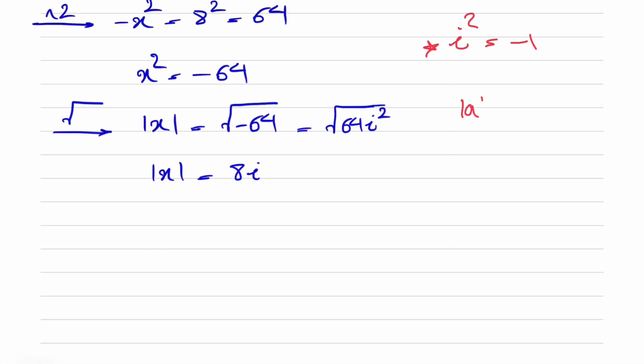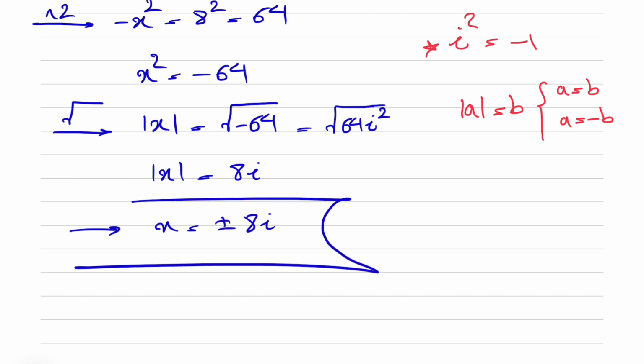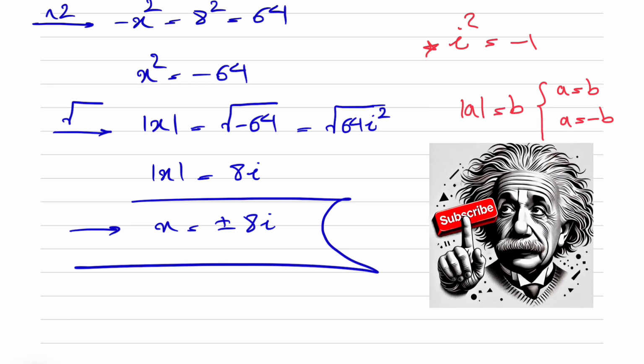We know when the absolute value of a is equal to b, our a is equal to b, and our a is equal to minus b as well. So if that's the case, our x in here would be plus or minus 8i, which will be the two answers for this question. Hope this all made sense.